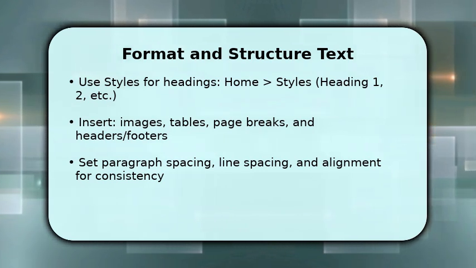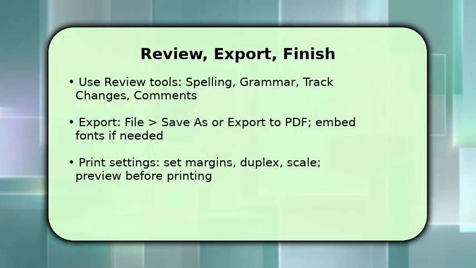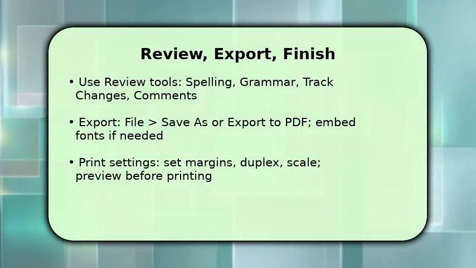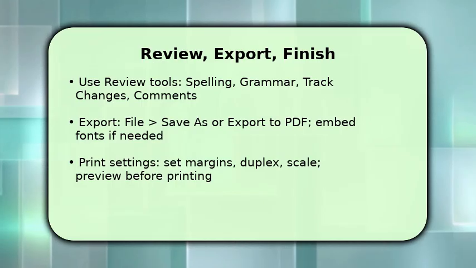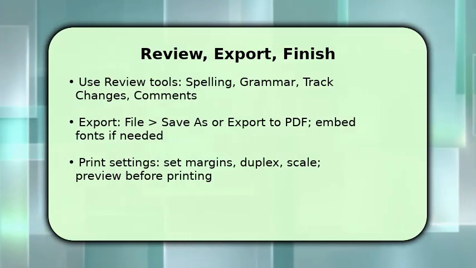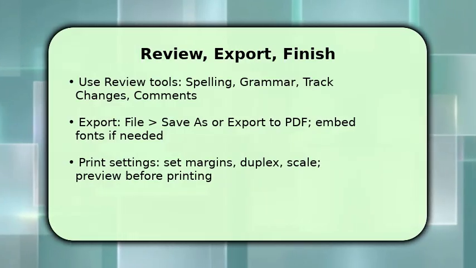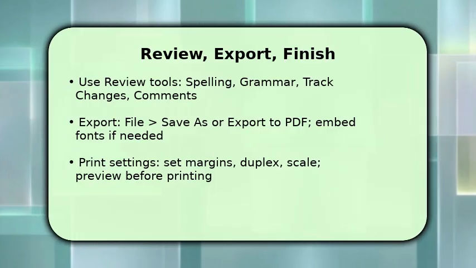Run spelling and grammar, use track changes for edits, and add comments where collaborators need context. Once revisions are accepted, export your work, save as docx or export to PDF and embed fonts for consistent viewing. Before printing or sharing, check print preview, set margins, duplex printing, and scaling so pages don't cut off. If something goes wrong, revert to an earlier version via File Info version.